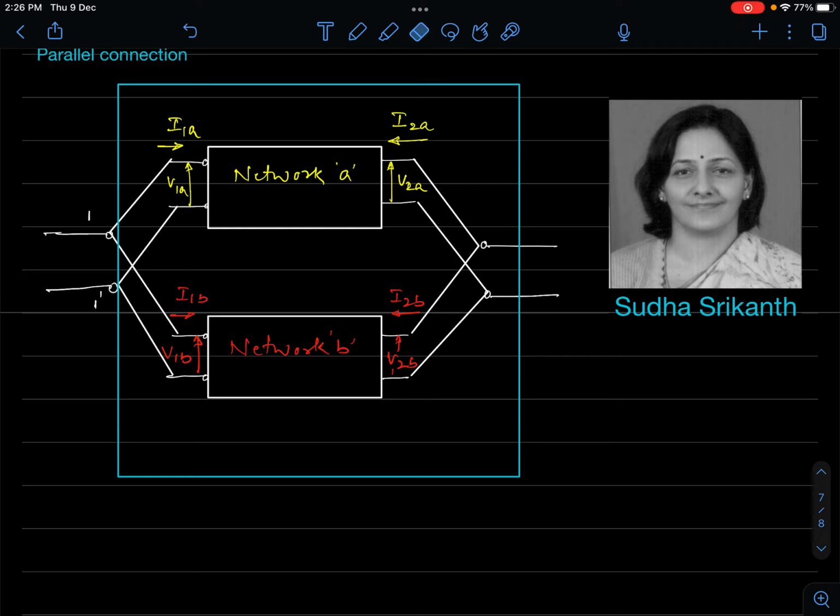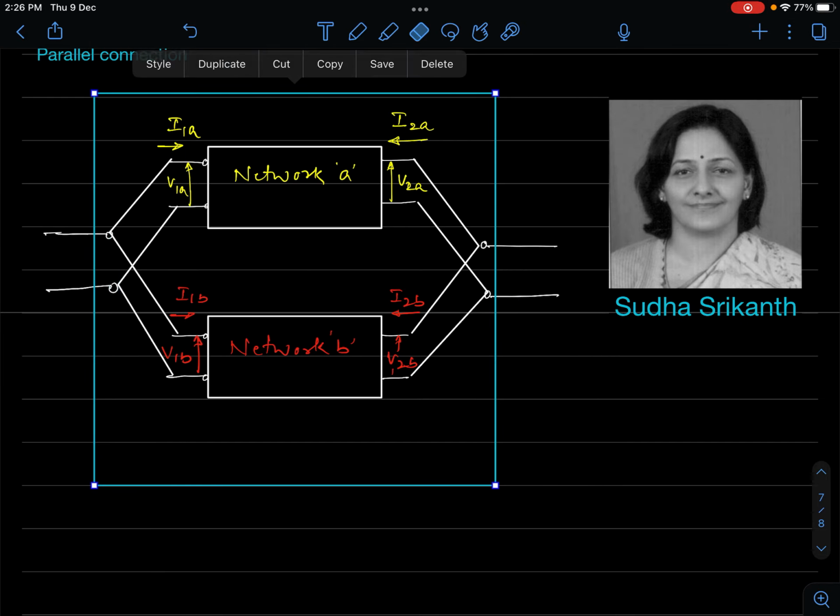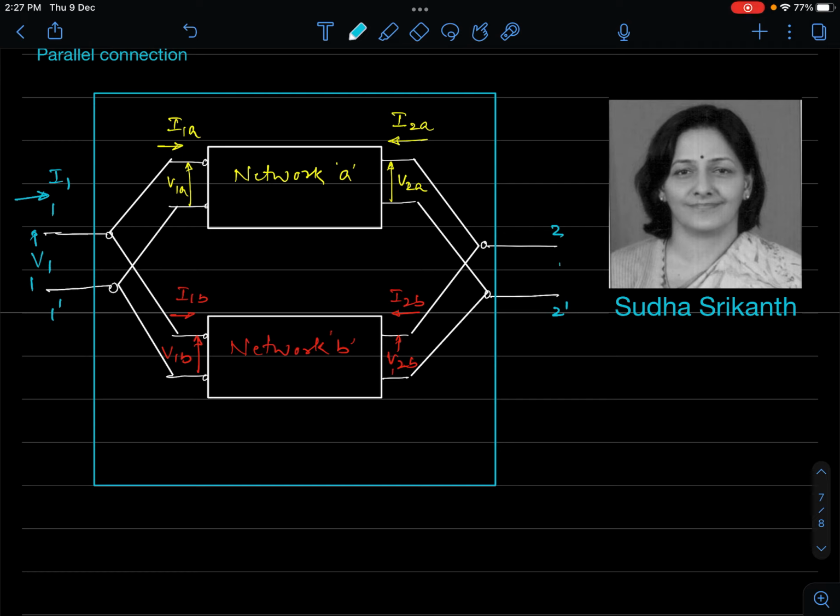Anyway, this is how I get the overall network. Okay, I'll clear this 2 and 2 dash and clear this 1 and 1 dash, and then I'll fix this a little here. What I mean is now I've got two networks connected in parallel with this as 1 and 1 dash, 2 and 2 dash. This is the overall network that has resulted, and this is my V1, this is my I1, this is my V2, and this is my I2. So I'm able to get a network which has resulted out of connecting network A and network B in parallel.